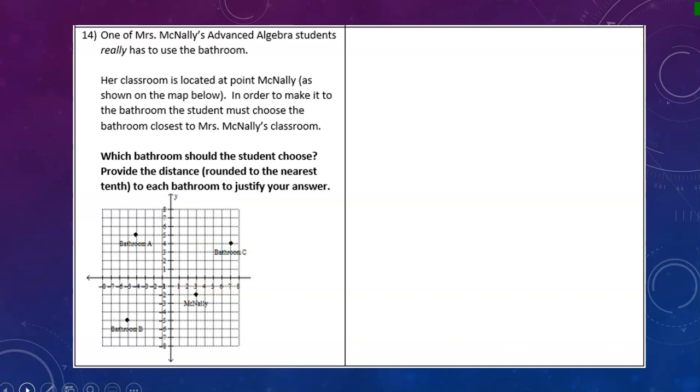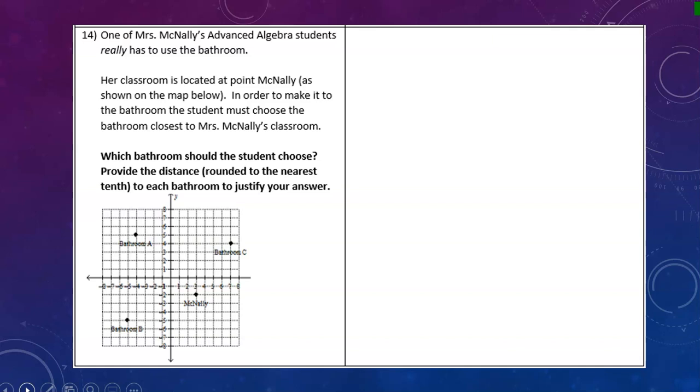All right, so we are looking at a graph here of Mrs. McNally's classroom, and there are 3 bathrooms located, and since she really has to go to the bathroom, she has to find which one of these bathrooms is closest to her, so she can decide which one she can get to the fastest. So I'm going to do the distance formula 3 times.